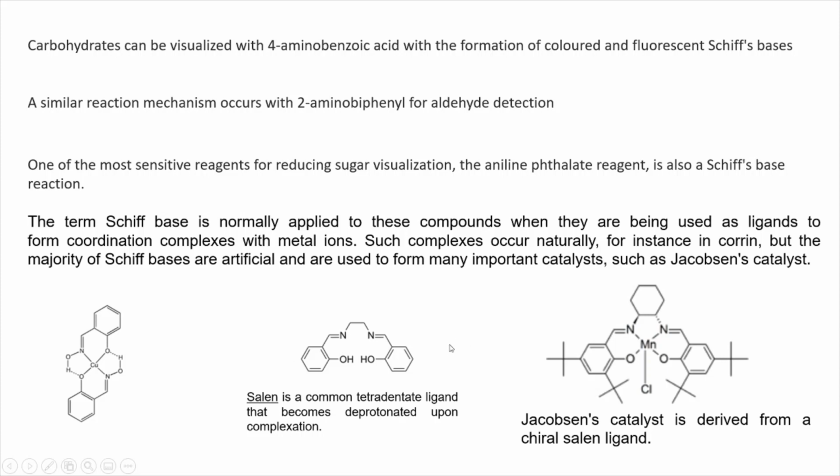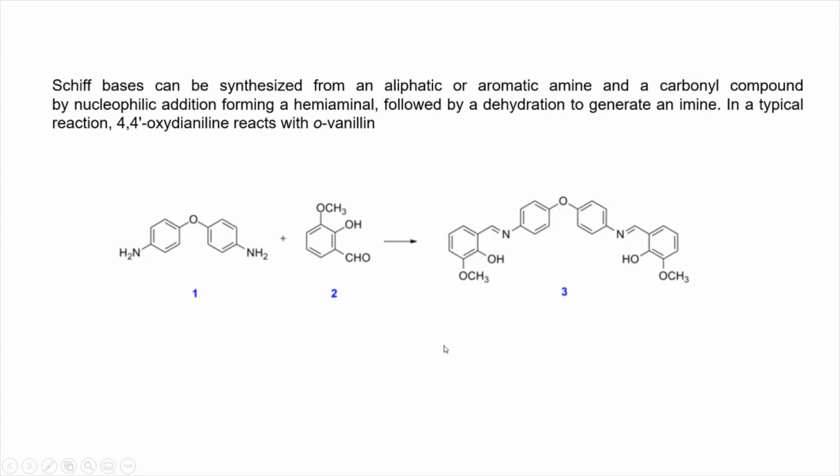Normally Schiff bases are colored compounds. Schiff bases can be synthesized from an aliphatic or aromatic amine and a carbonyl compound by nucleophilic addition, forming a hemiaminal, followed by dehydration to generate an imine. In a typical reaction, in this example, 4,4'-oxydianiline reacts with o-phthalaldehyde to give this kind of product. This is a Schiff base.